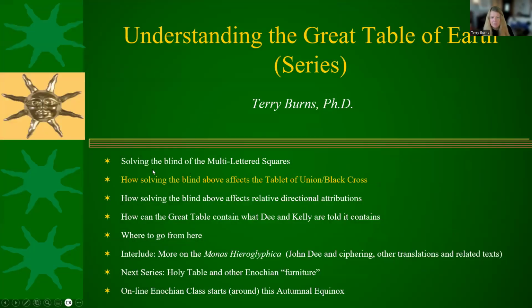So we've finished this first one, did the second one. I was going to add relative directional attributions here, but I thought it'd make the video too long. Then we'll look at how the Great Table can contain what D and Kelley are told it contains. And that's where we're going.